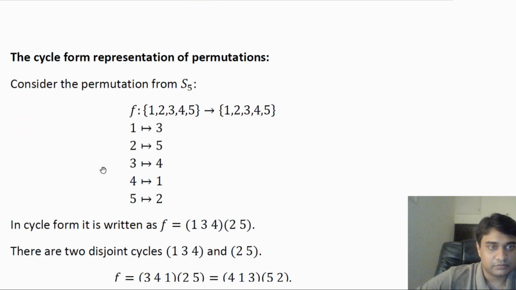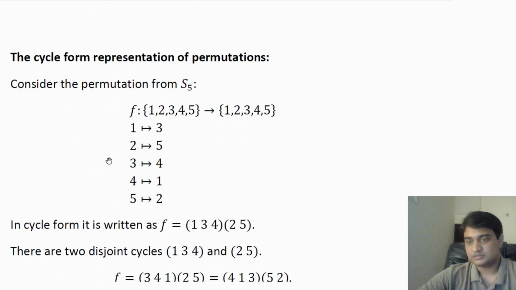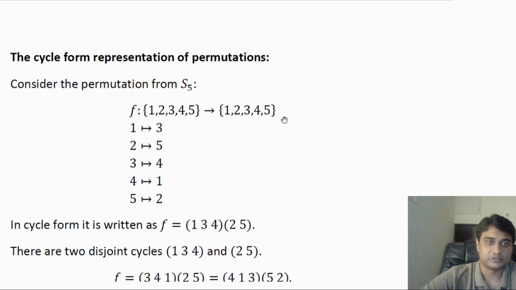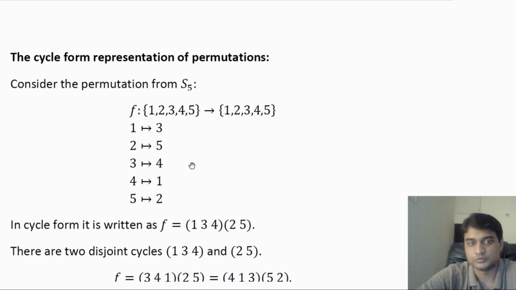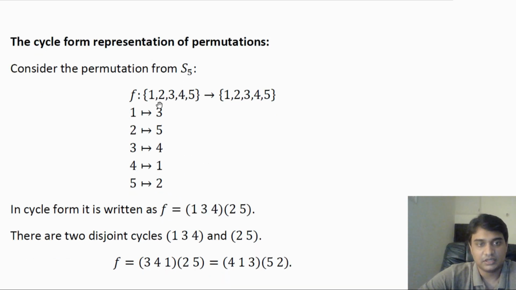Okay, next we talk more about permutations, and we talk about the cycle form of permutations. We begin with an example of a permutation. Consider a permutation from S5, where 1 is mapped to 3, 2 is mapped to 5, 3 is mapped to 4, 4 is mapped to 1, and 5 is mapped to 2. As you can see, this is a one-to-one and onto function from the set of indices 1, 2, 3, 4, 5 to itself. So it is a permutation of this set, so from S5, right?